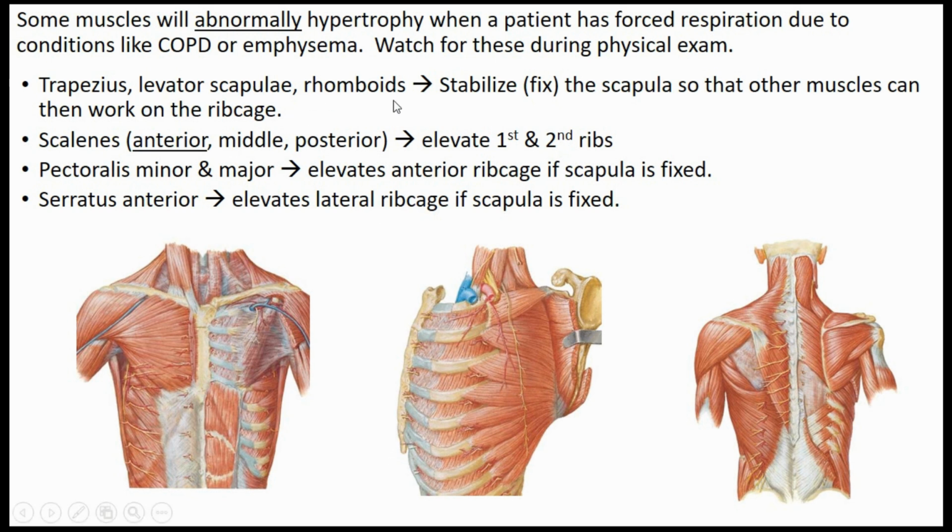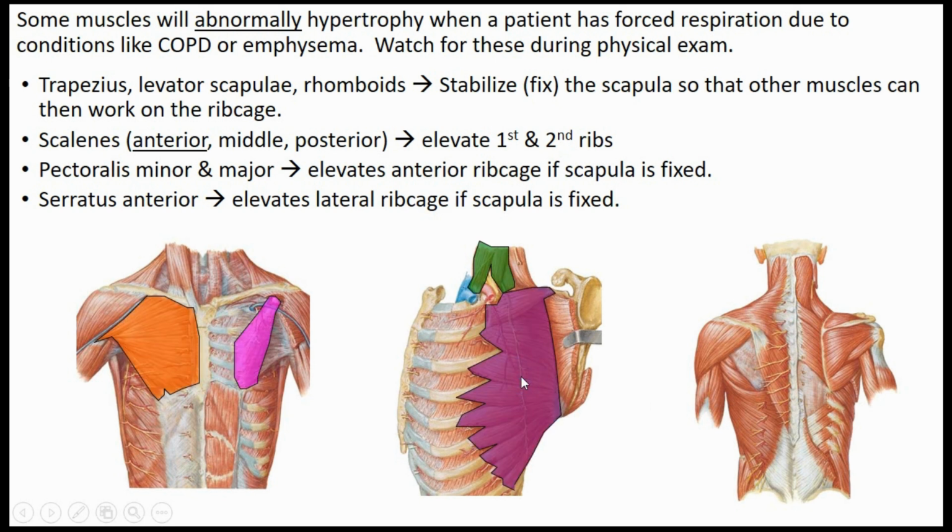So trapezius, levator scapulae, and rhomboids fix the scapula, and that allows these other muscles to reverse their motion, especially the serratus anterior, to then work on the ribs rather than the scapula. So look for hypertrophy of these muscles.